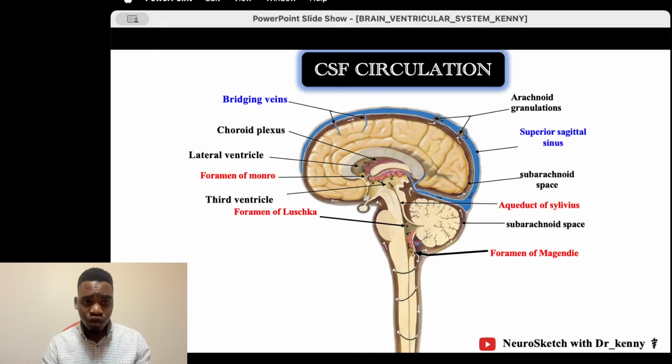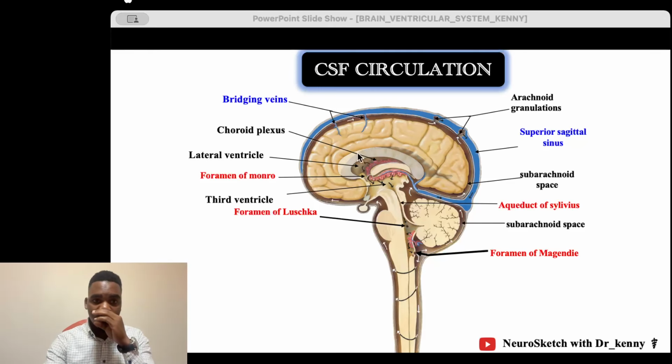So what is the route of circulation of the cerebrospinal fluid? After it has been produced by the lateral ventricles and third ventricle, from the lateral ventricles it goes to the third ventricle through the interventricular foramen or the foramen of Monro, and then from the third ventricle it goes to the fourth ventricle by way of the cerebral aqueduct, or the aqueduct of Sylvius, or the aqueduct of the midbrain. This is the midbrain, the aqueduct of the midbrain.